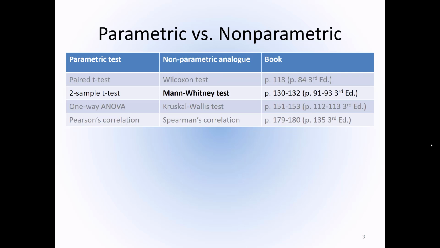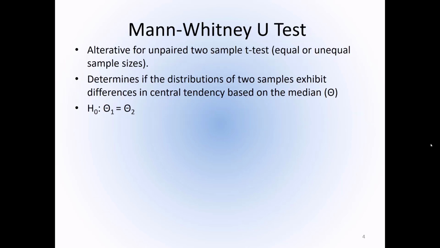We're going to focus on the Mann-Whitney U test, and this is the non-parametric equivalent to the two-sample t-test, in which we're thinking about two different samples. So this particular non-parametric test is going to determine if the distributions of samples are different based on their medians. The two-sample t-test looked at the means of our respective samples. Here we're looking at our medians, and our null hypothesis is that the medians are equal.